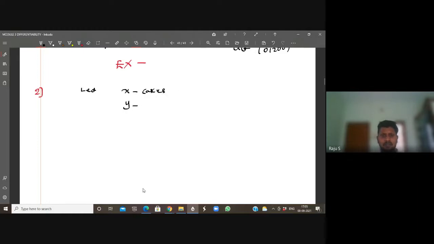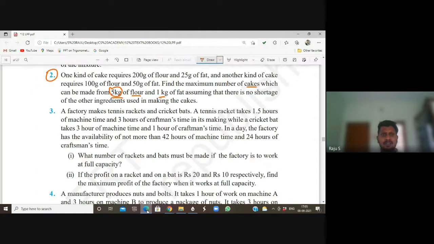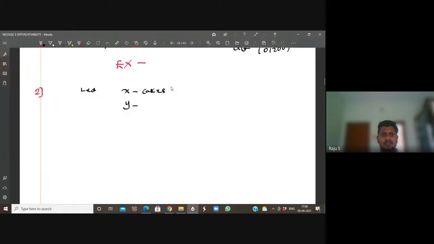Two kinds of cakes are there. First kind of cake I'm taking as x, and y is the cakes of second kind. After taking this, x must be 0 or greater than 0. Number of cakes are 0 or 1, 2, 3 like that, but it cannot be negative. Y also should be greater than or equal to 0. Nothing but we are going to get the feasible region in the first quadrant alone.